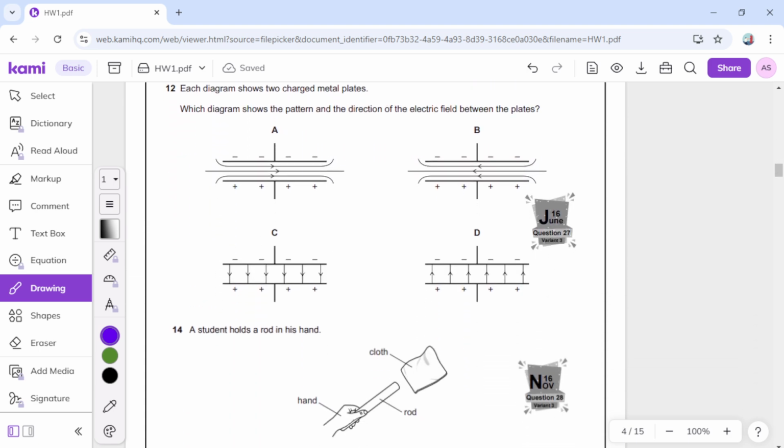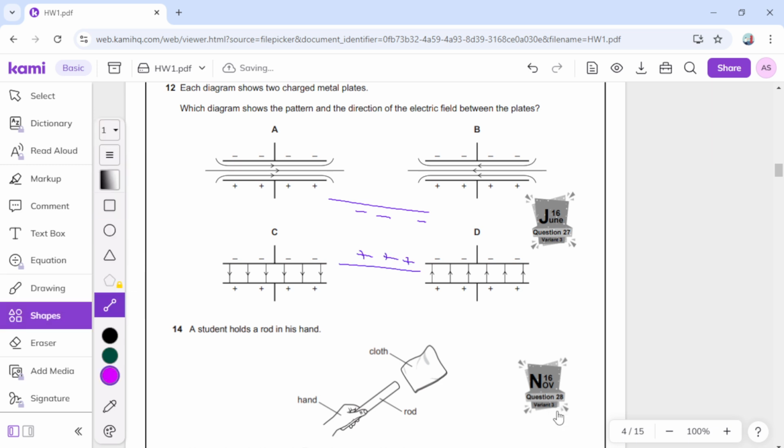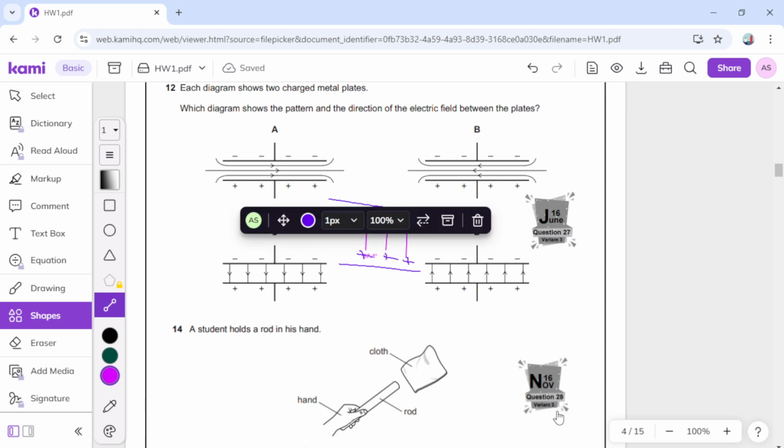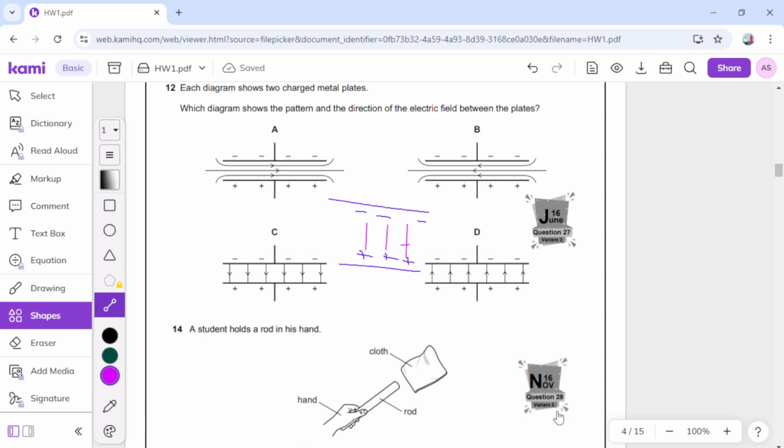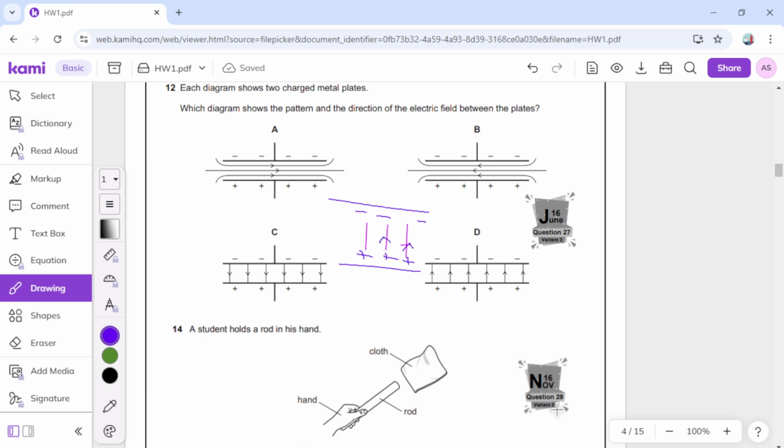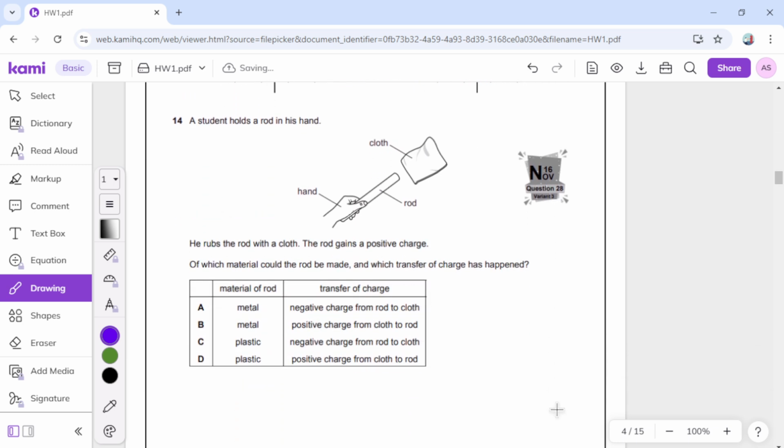Next, as you see, we have two plates, negative and positive. So the direction between them, if we have negative and positive, we said before, what is the direction? It becomes straight lines from positive to negative. So the answer will be D, from positive to negative.